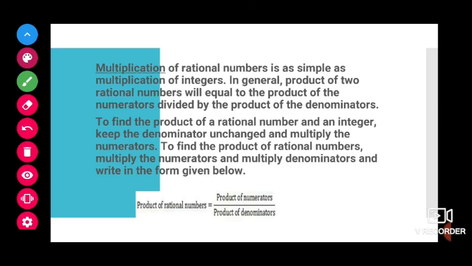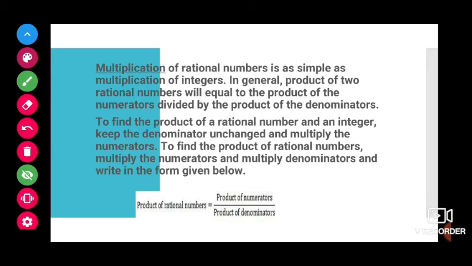Next, multiplication of rational numbers. This is very easy, children. No need to see the denominator, no need to take the LCM, nothing. Whenever we are multiplying, we will multiply numerator 1, numerator 2, however many there are, going one by one: numerator 1 into numerator 2 into numerator 3 into numerator 4 and so on. In the denominator also, we are going to multiply the denominators.